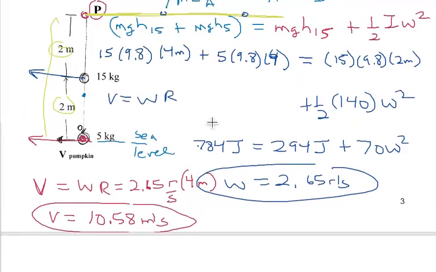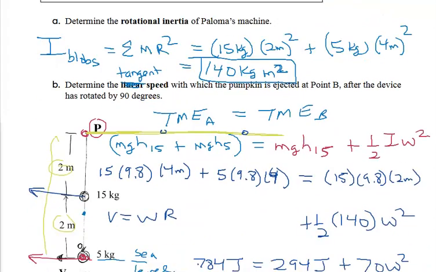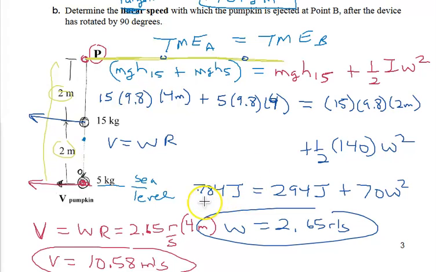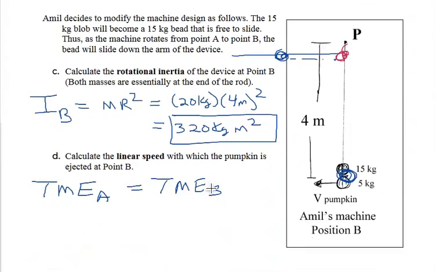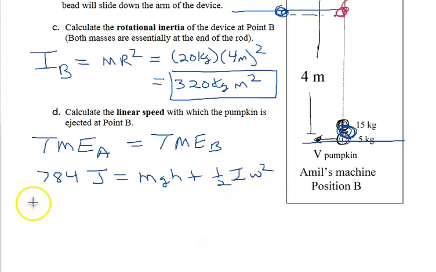And the initial setup looked the same. The 15 kilogram thing started here. It's only as it moves that it slides outward. So we have the same energy. The whole system is the same. So we're just going to steal that 784 joules. We've already calculated that. So 784 joules of energy equals mgh at the bottom plus 1/2 I omega squared.